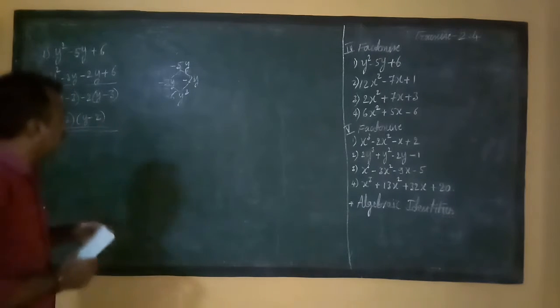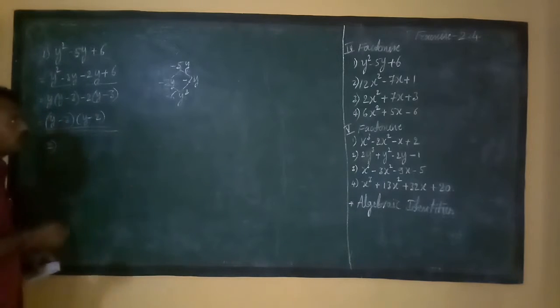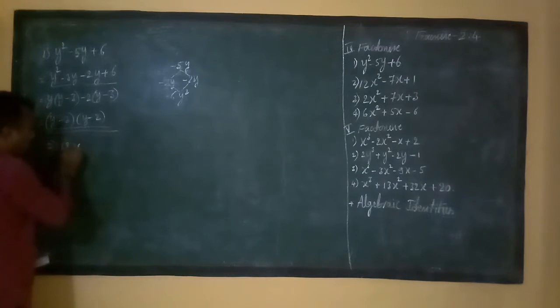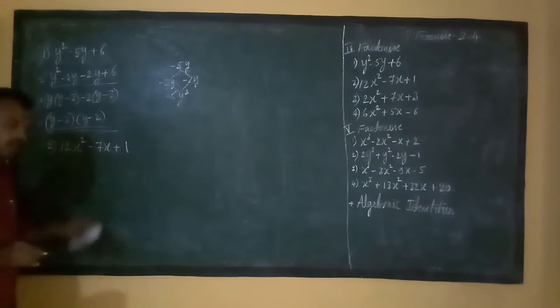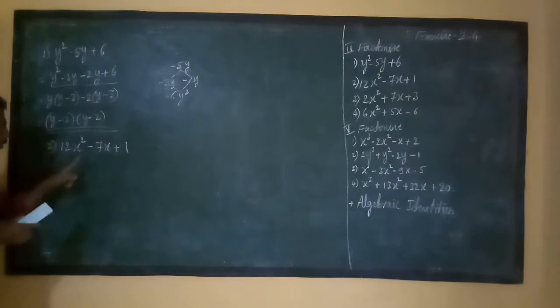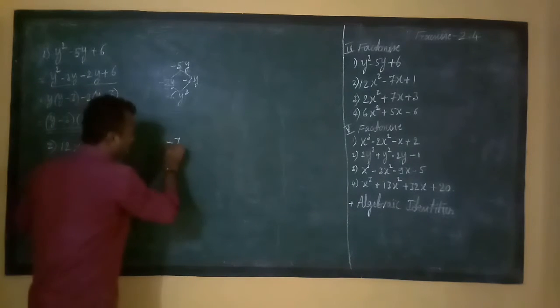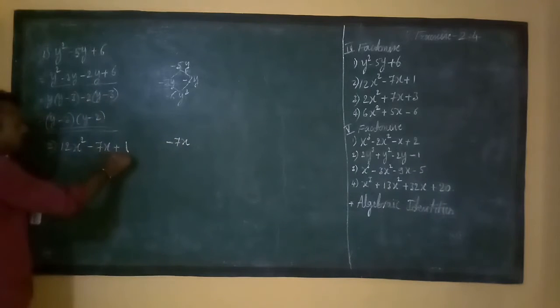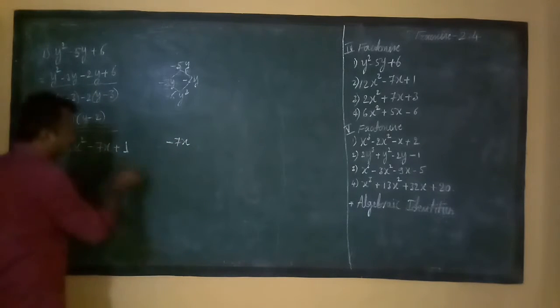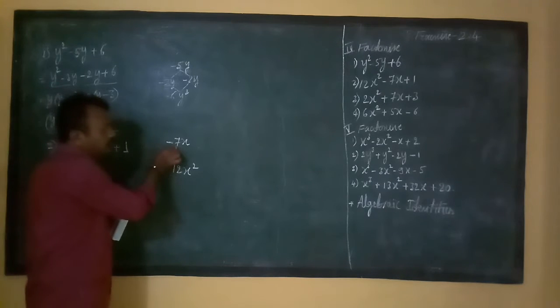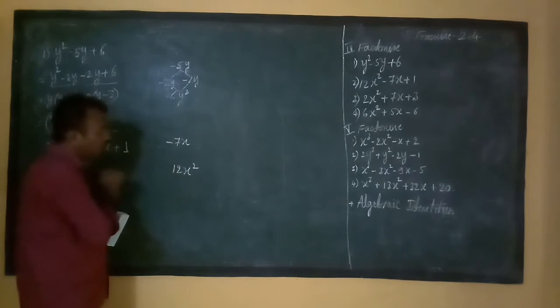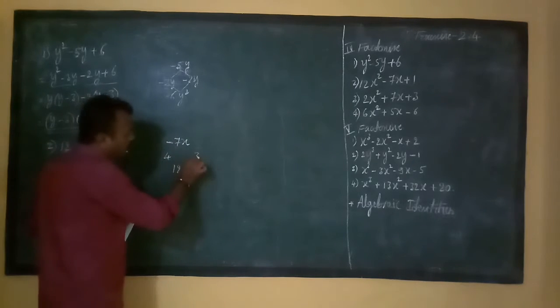Like that, I will go to the second question. What is the question? 12x square minus 7x plus 1. Same like that, I will show it. Here the middle term is minus 7x and the constant term is 1, so 12 into 1 is 12x square. Now, what are the numbers for the middle term? Here minus 7 is there. If you add or subtract we get minus 7, or if you multiply it becomes 12. What are the numbers? 4 into 3. Yes, 4 and 3 you should take.